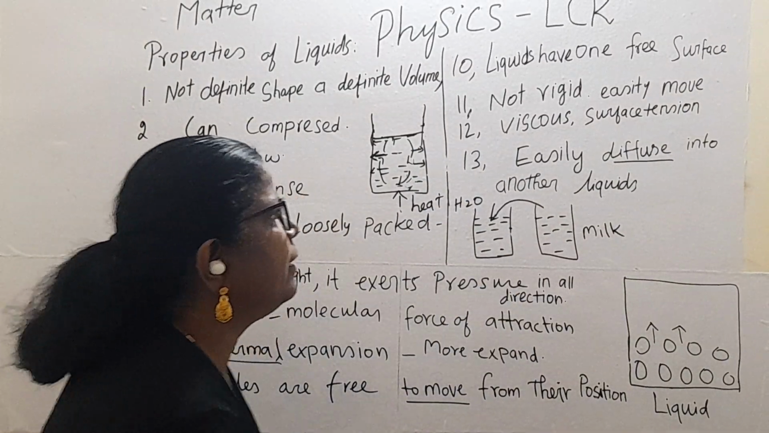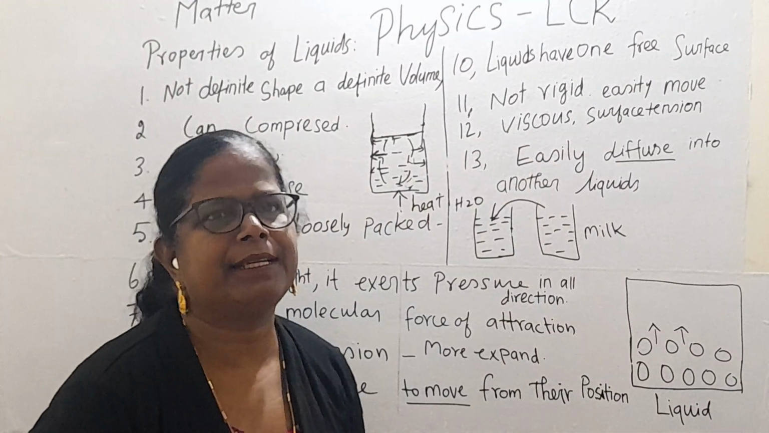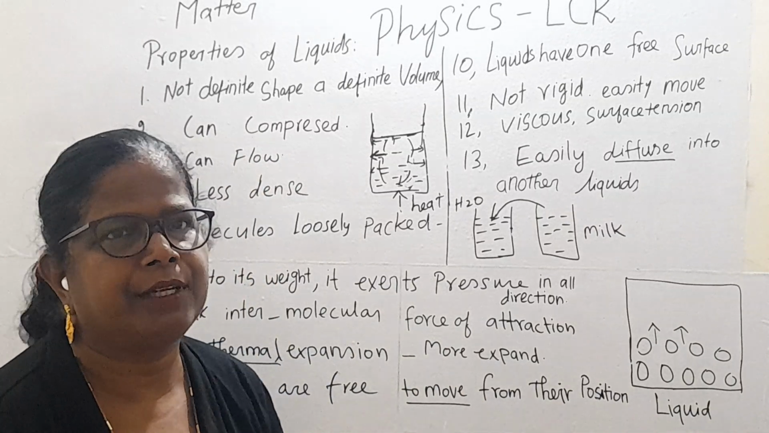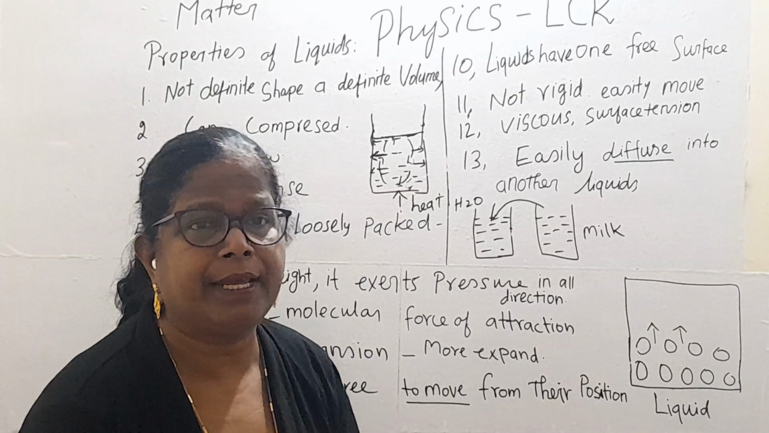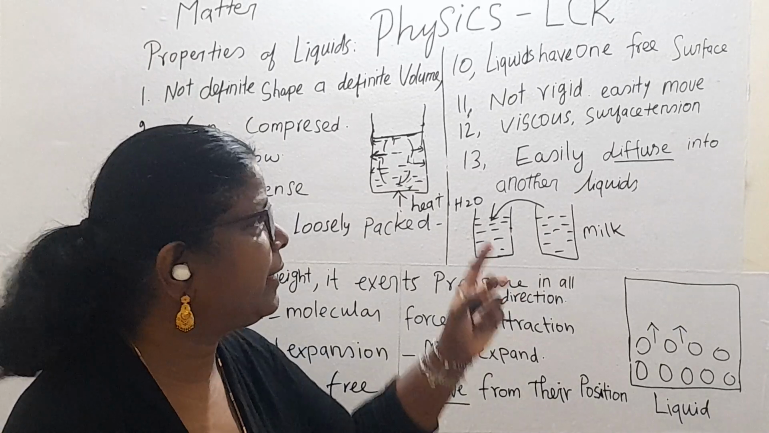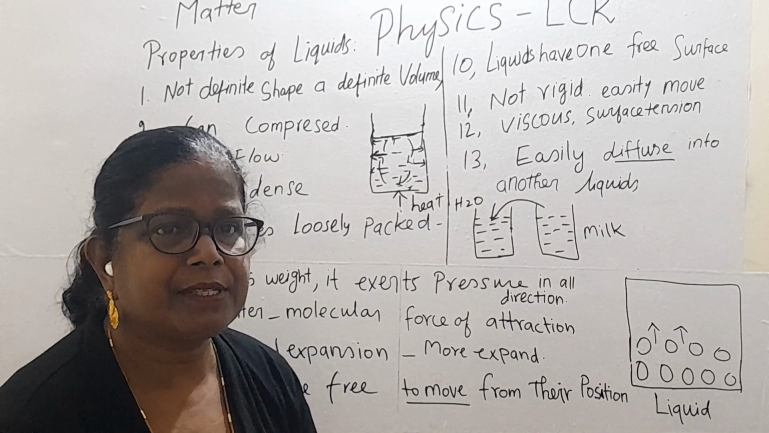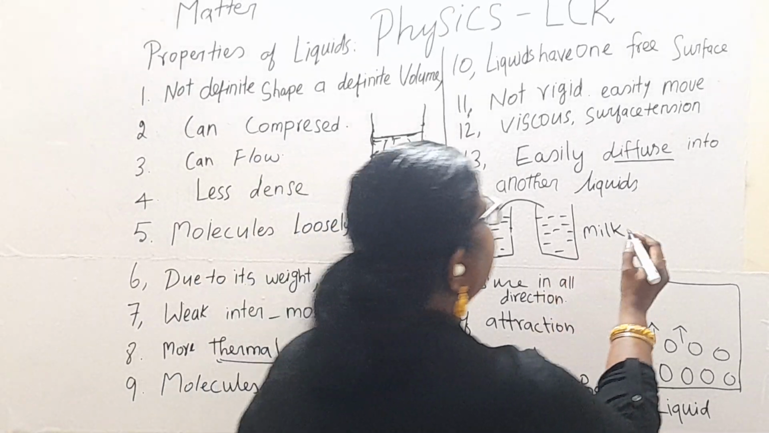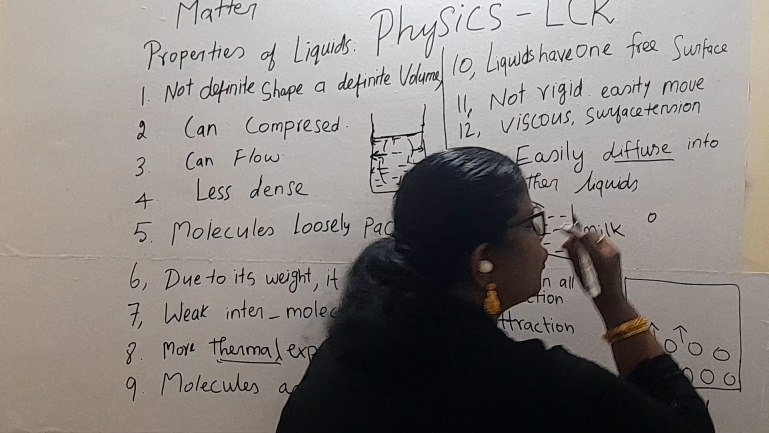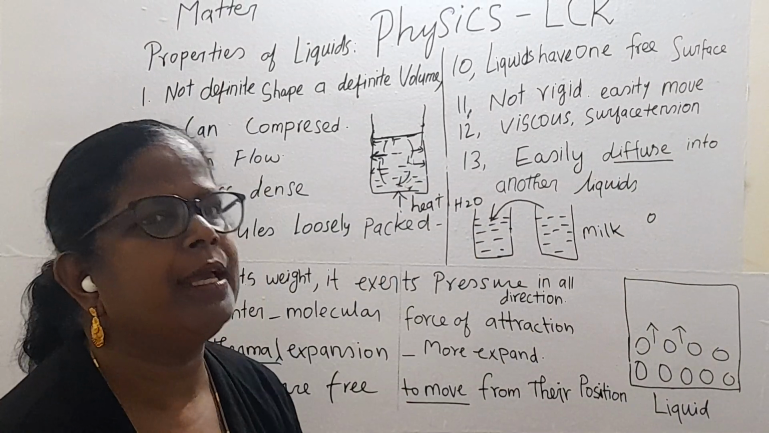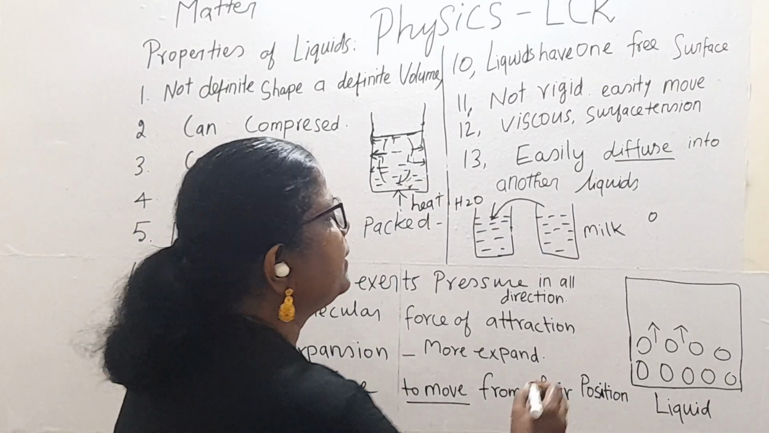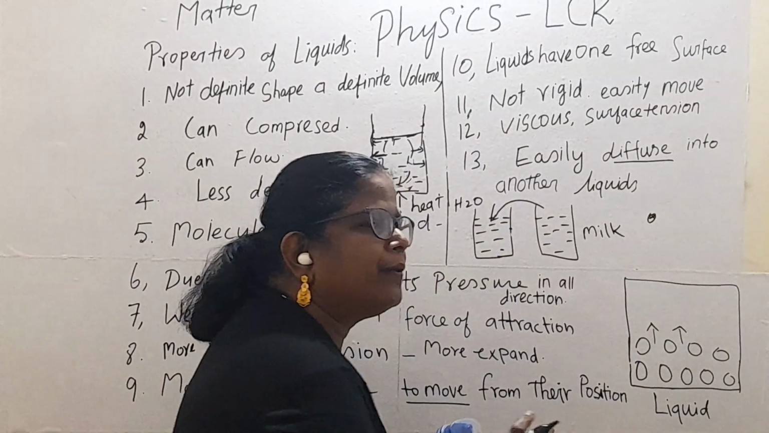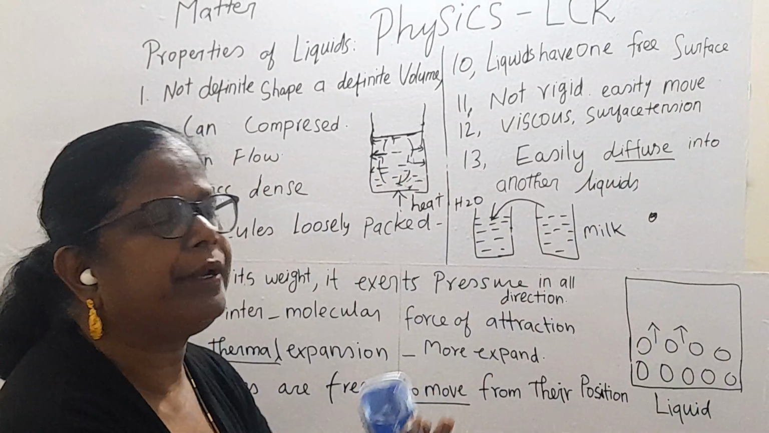Next is a higher classes concept: viscosity and surface tension. Liquid has these two properties. Due to surface tension, liquids form drops. The atoms are pulled inside, and that's why the surface area is minimized.